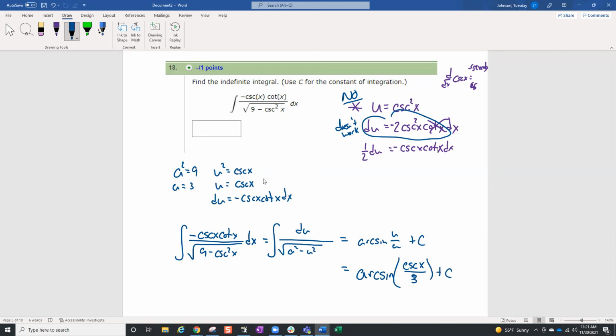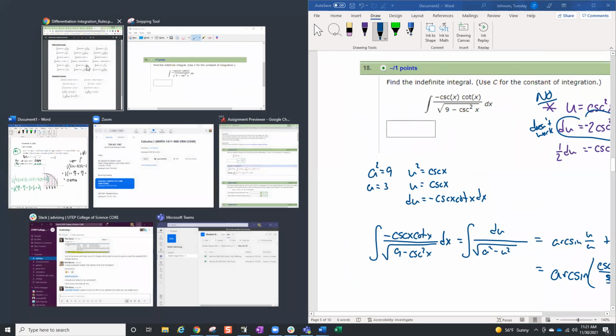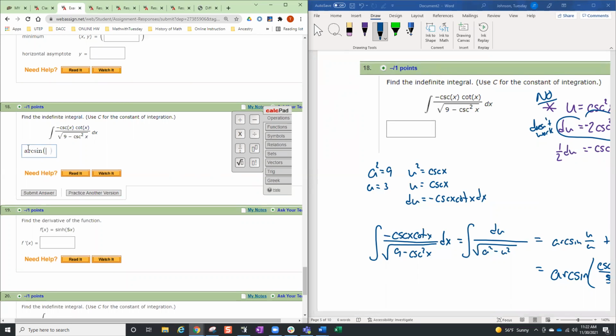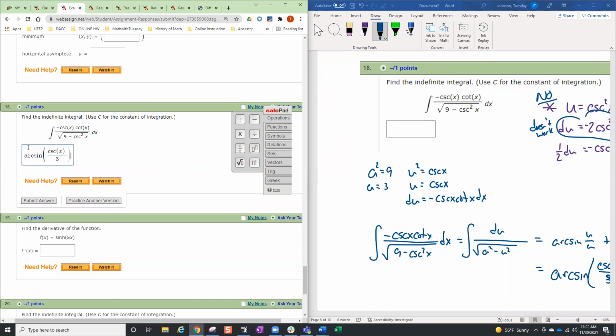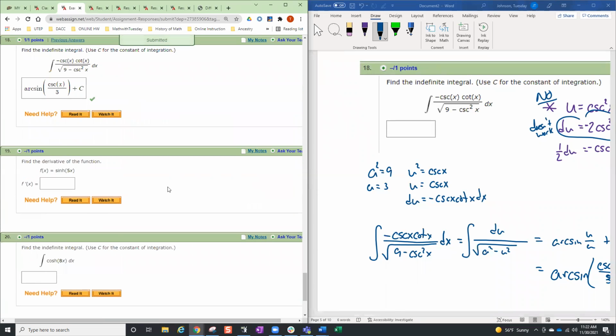Wow. Wow, that's ugly. I'm not going to bother putting it in there. I am going to put it in here. Arcsine of cosecant x divided by 3 plus c. Fantastic. I like to get at least the last one that I entered in correct. It is 11:22. I apologize.